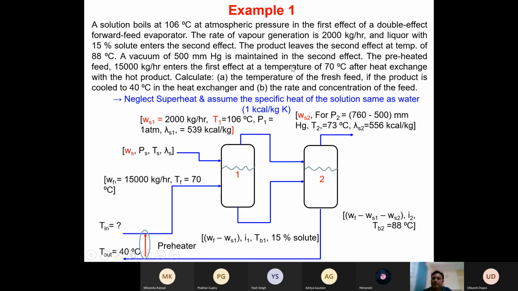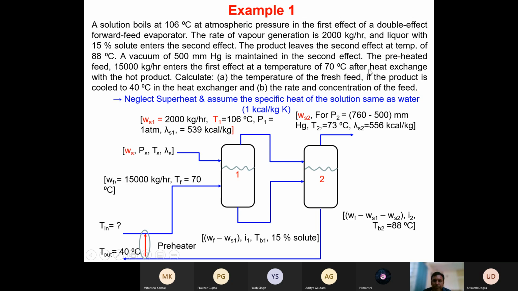Then a vacuum of 500 mm Hg is maintained. So this word vacuum is very important. What will the pressure be here? 760 minus 500, that will be the total pressure in the second effect, correct? 760 is 1 atmosphere, and if a vacuum of 500 mm Hg is set, we have to subtract this 500 from 760, so that will be the pressure. Now this information is given.